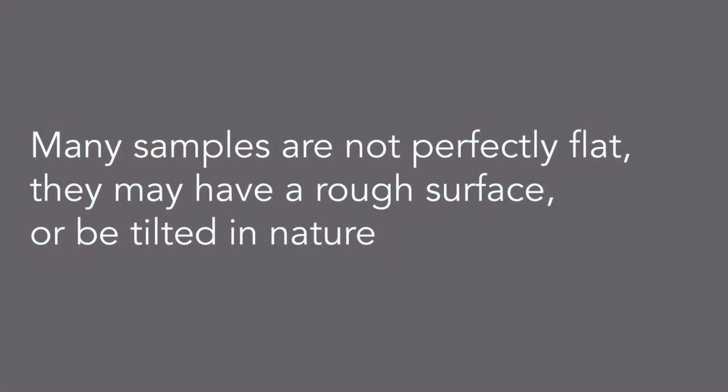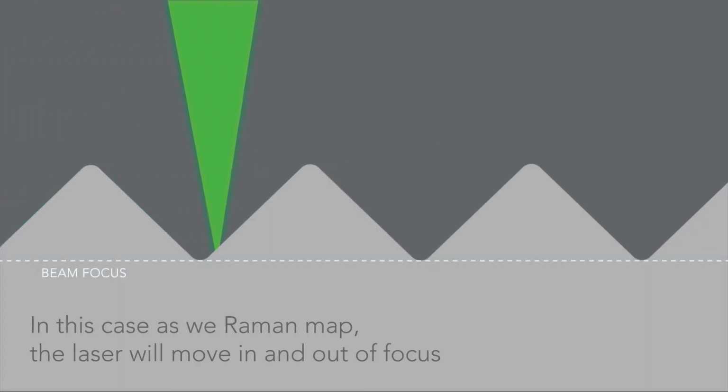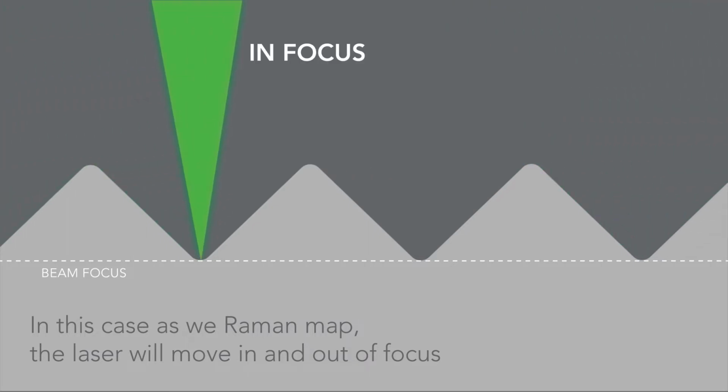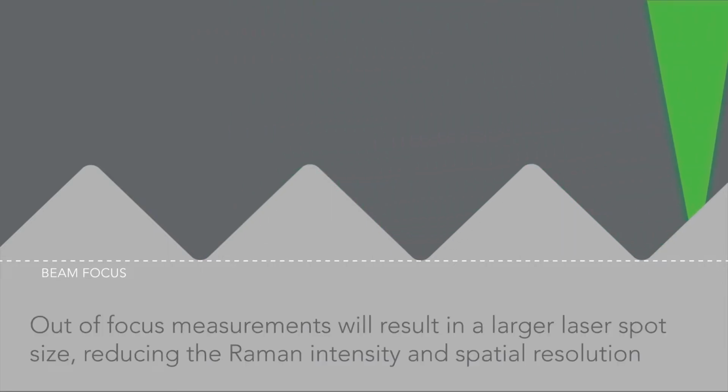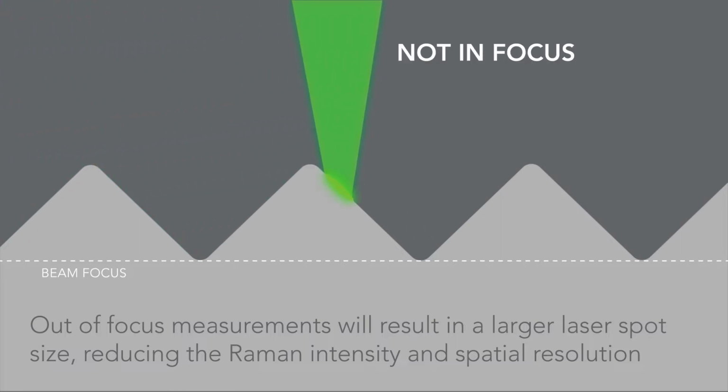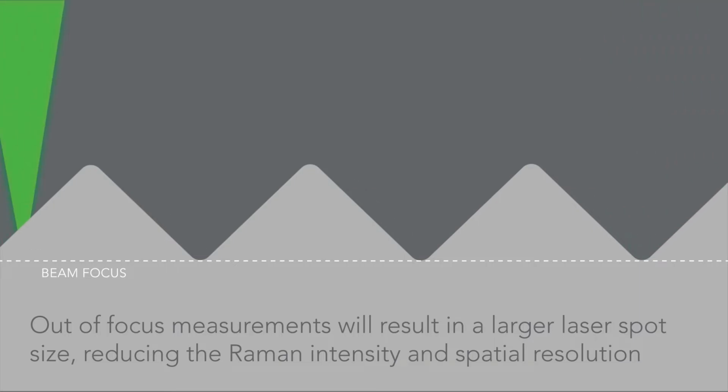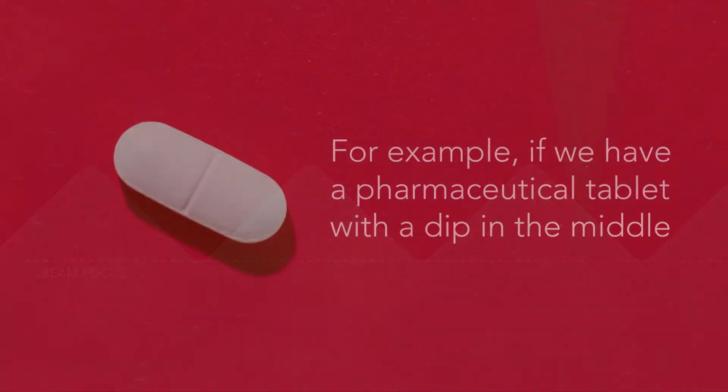In reality, samples are not always going to be flat. They might have a rough surface or be tilted in nature, and as we Raman map these sample types, the laser will move in and out of focus. When the laser is in focus, the laser spot will be small and offer high Raman signal and high spatial resolution. When the laser is out of focus, Raman signal will be lowered and the spatial resolution is reduced.